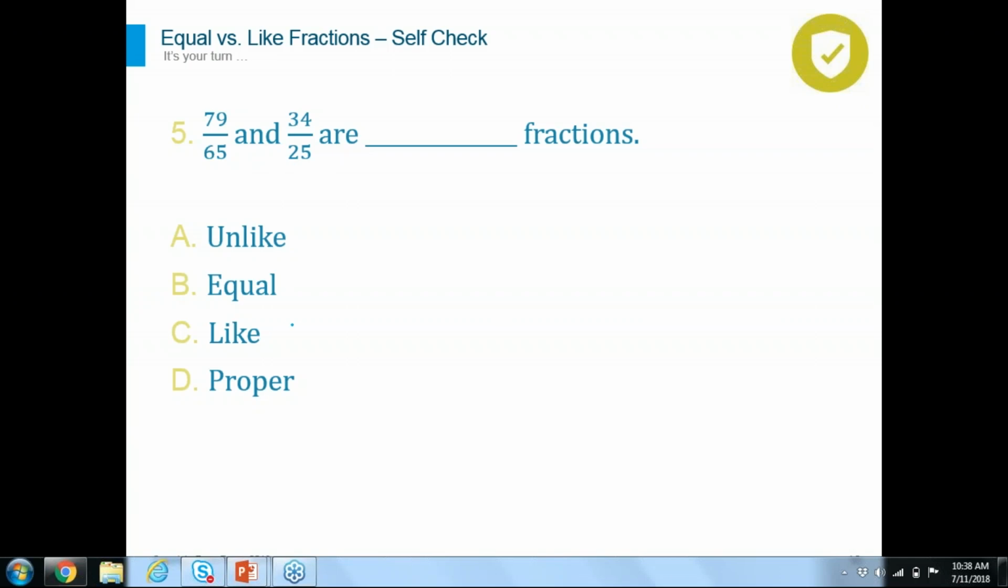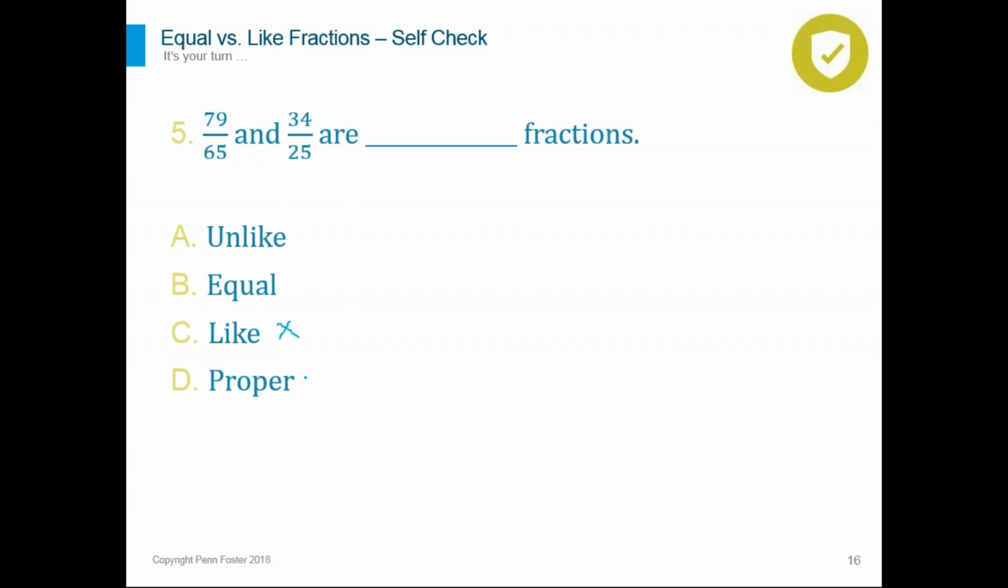Like, that is not correct because the denominators are not equal. Proper? That is not right. The numerator is greater than the denominator in each case, so actually both fractions are improper. The only right answer is A, unlike.